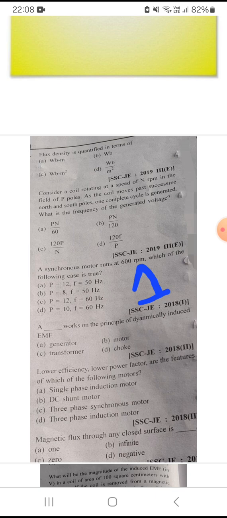Okay. Next, here the formula is the same old formula. A generator works on the principle of dynamically induced EMF.